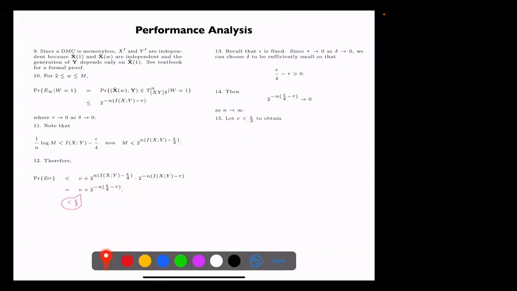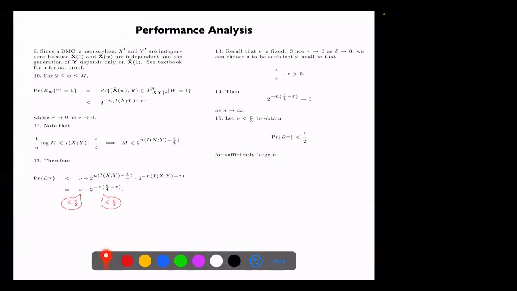And we choose this to be less than epsilon over 3. And then we choose n to be large enough so that this is less than epsilon over 6. So at the end, we can make the probability of error less than epsilon over 2 for any epsilon that you can fix at the beginning, as long as you choose a sufficiently large n. So the idea is that the smaller you choose epsilon, the larger you will need n to be.